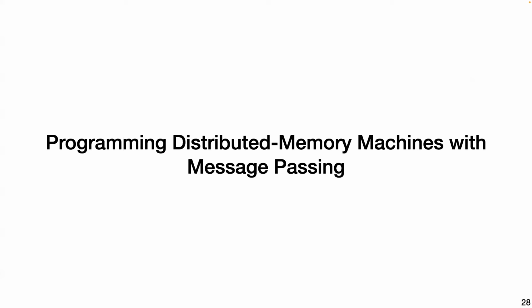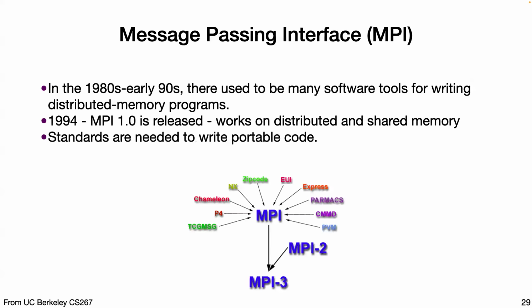We're going to do a little bit of MPI. So MPI stands for Message Passing Interface. And it's basically now the de facto standard for programming distributed memory machines. In the beginning, in the 80s and the 90s, there used to be a lot of different software tools for writing distributed message passing programs. But in 94, MPI 1.0 was released as a standard for distributed and shared memory, and now we are mostly writing MPI. And standards are good because they can run everywhere, if people can agree.